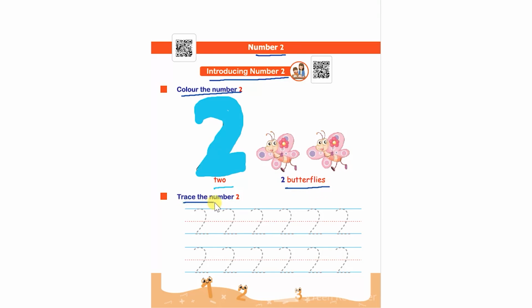Then trace the number 2. So over here the child also has to do the tracing practice. For number 2 they have to start from the top and go like this. So from the top blue line till the second blue line, and they have to do the same for the rest of the number 2 that are given over here.